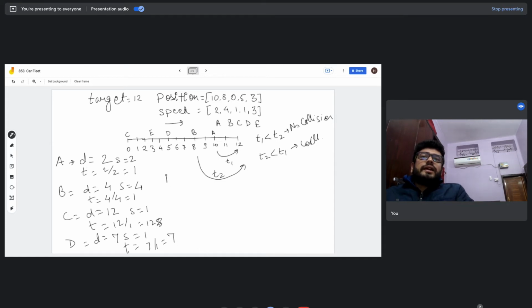Now if you look at E, the distance between E and target is 12 minus 3, which is 9, and the speed of the car is 3. So the time taken will be equivalent to 9 divided by 3, which is 3. Now what we have over here is the time each of these cars individually takes to reach the destination from their initial position, given that there is no collision taking place.